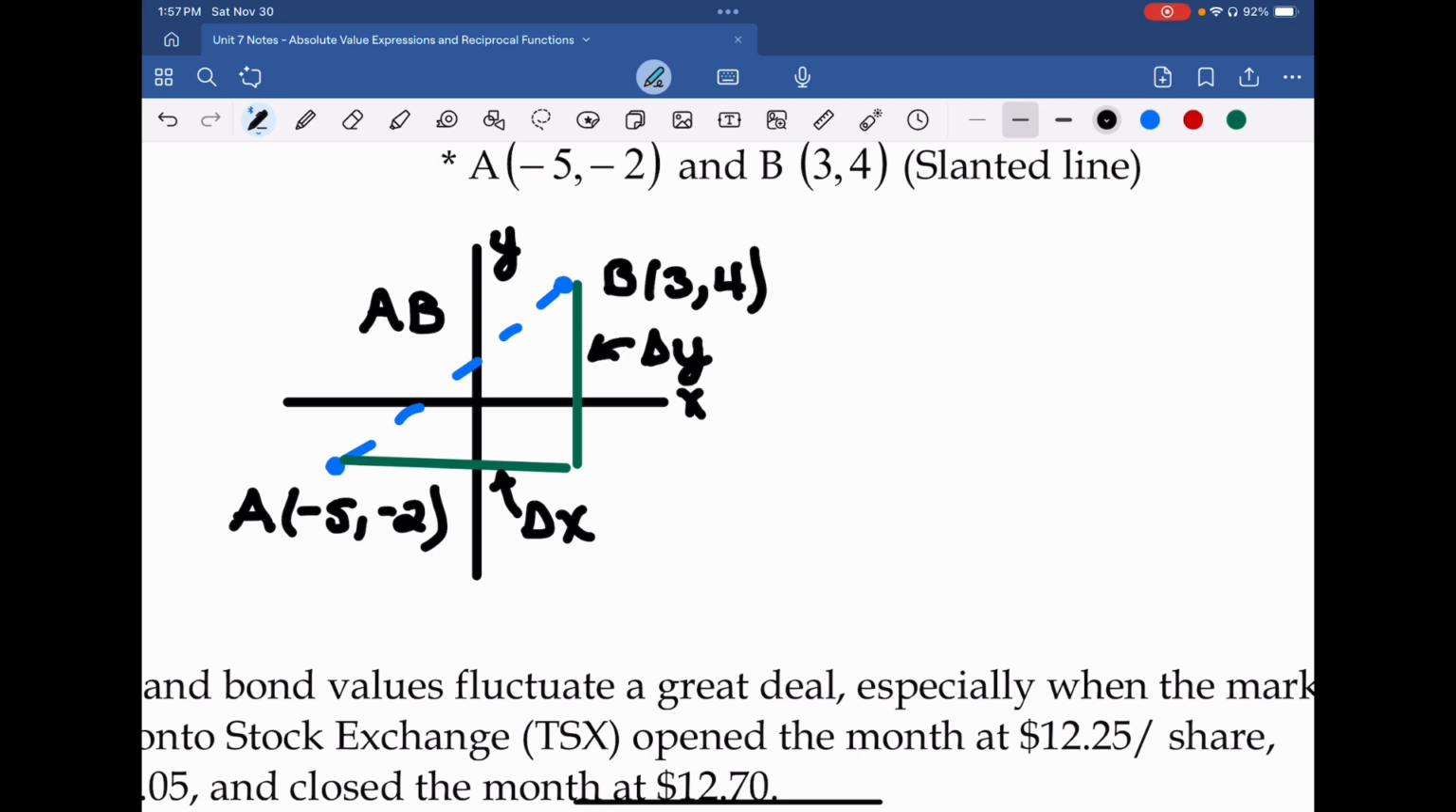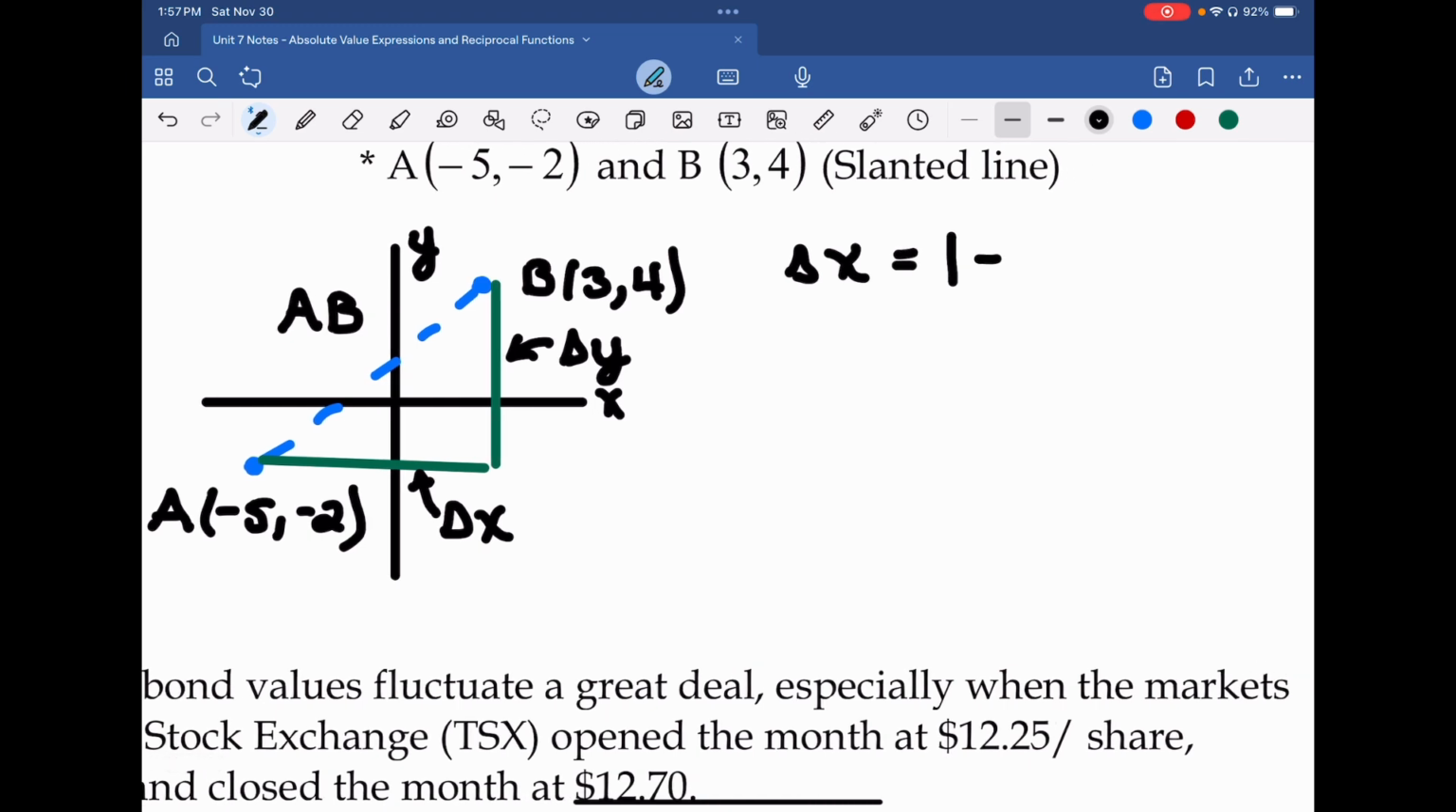Now, let's consider this logically. If we look at the change in x and change in y, the distance from A to B in terms of x is the absolute value of -5 minus 3. So maybe we do that here. Let's write our change in x is equal to the absolute value of -5 minus the 3 that was for the x of the other one. This gives us that the change in x is equal to the absolute value of -8, which is +8.